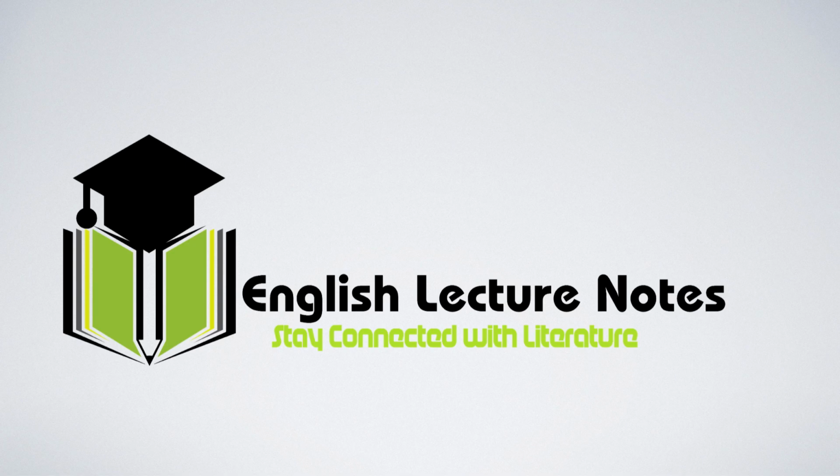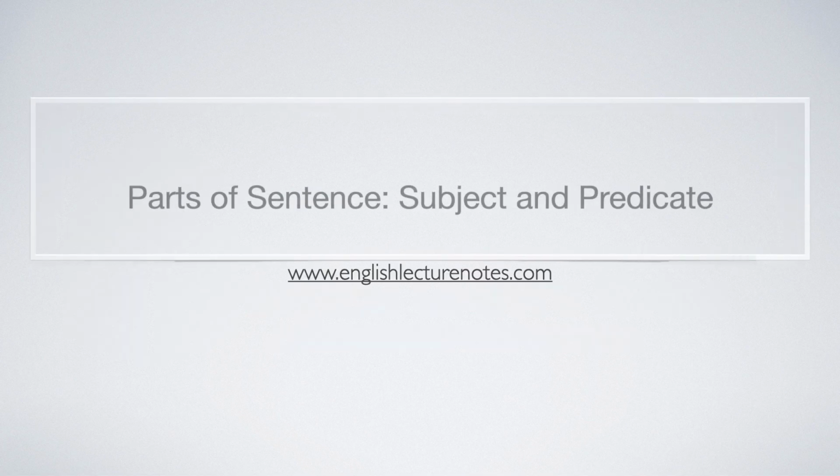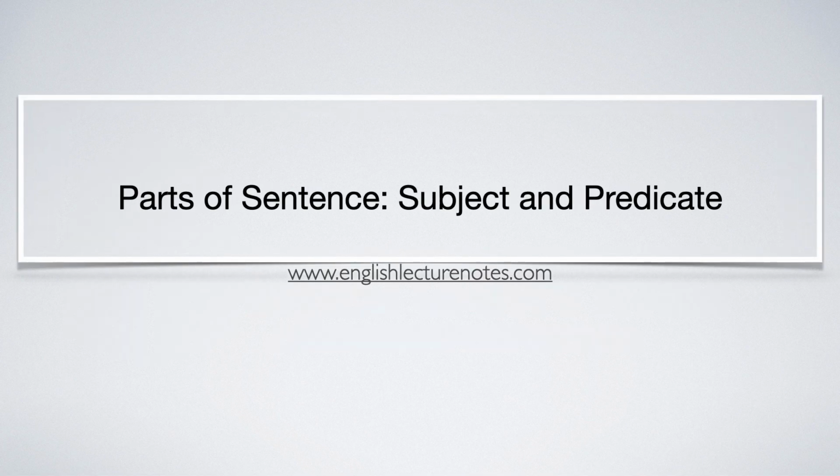Today's topic is parts of sentence. In this video we are going to learn about subject and predicate, two important parts of a complete sentence. A complete sentence has two parts, subject and predicate. We can say that a subject is the naming part and the predicate is the telling part.